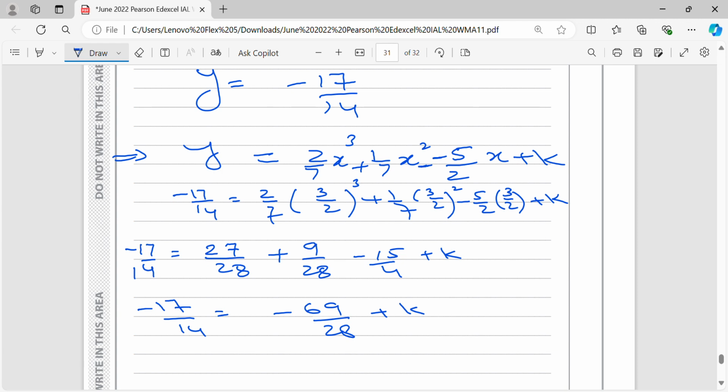And if I bring it to the other side, this would be negative 17 over 14 plus 69 over 28, and that is 5 over 4. So k is 5 over 4.